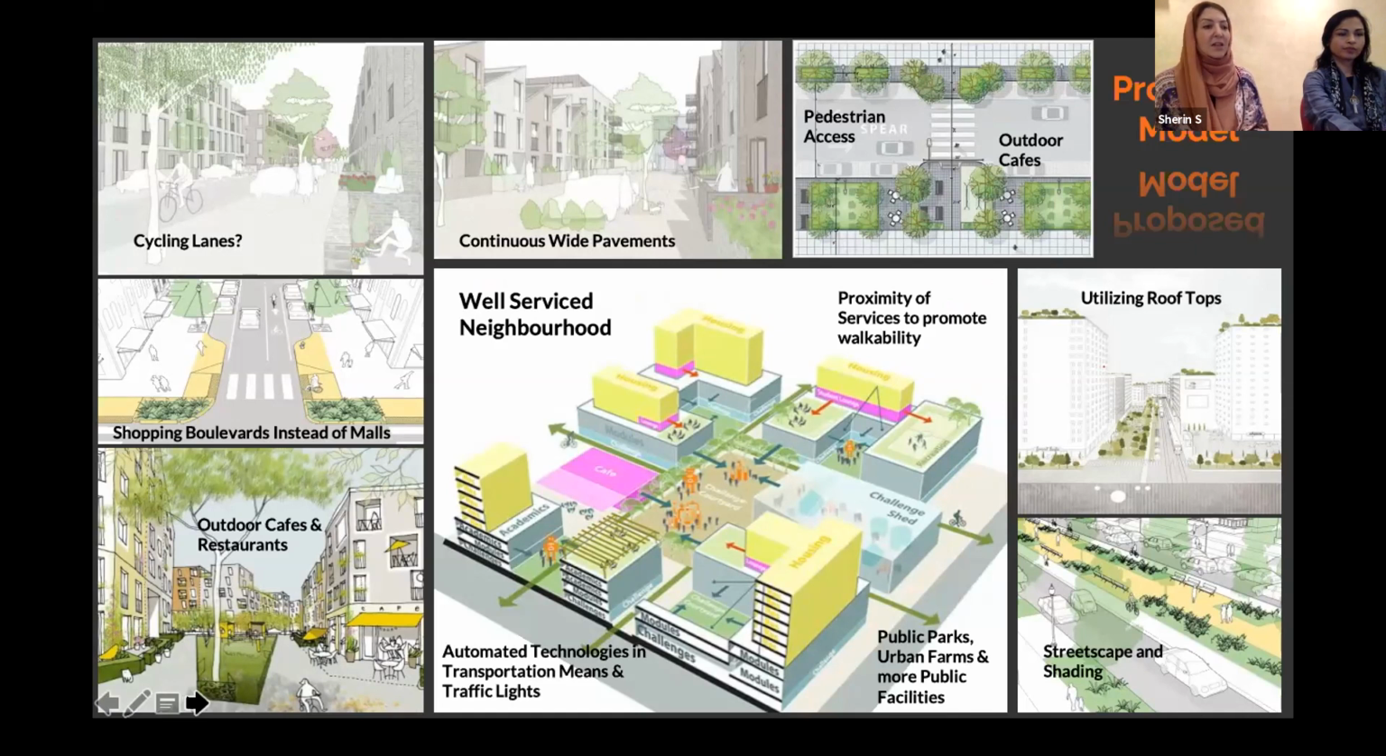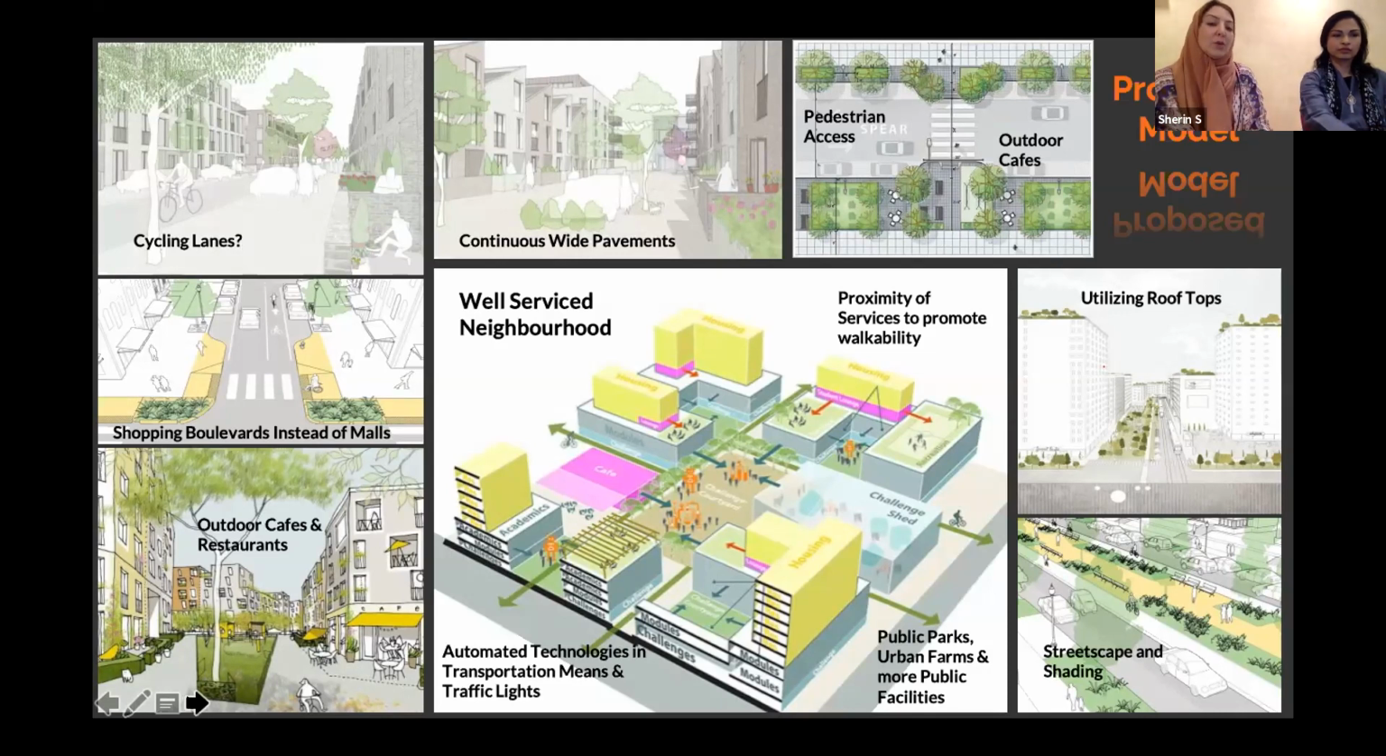So to have this well-serviced neighborhood, we have to have proximity of services, again, to promote walkability. We have to utilize perhaps pedestrian access, and with this we need to have continuous wide pavement. We have to have automated systems in our transportation perhaps, and things that are touchless in terms of technology, perhaps considering things like more public spaces, public parks, considering things like urban parks as well, where people can actually utilize their time, utilizing rooftops, which is an important aspect, because again, the weather aspect is a challenge here.